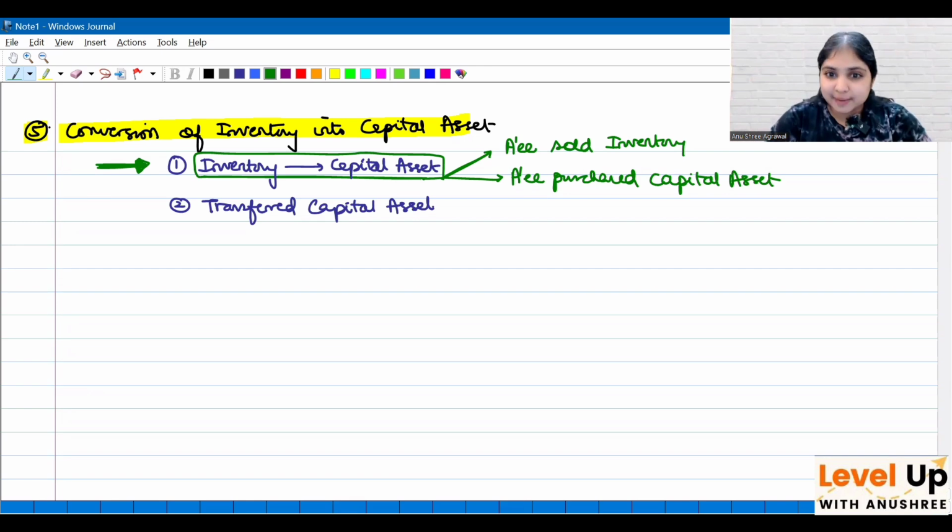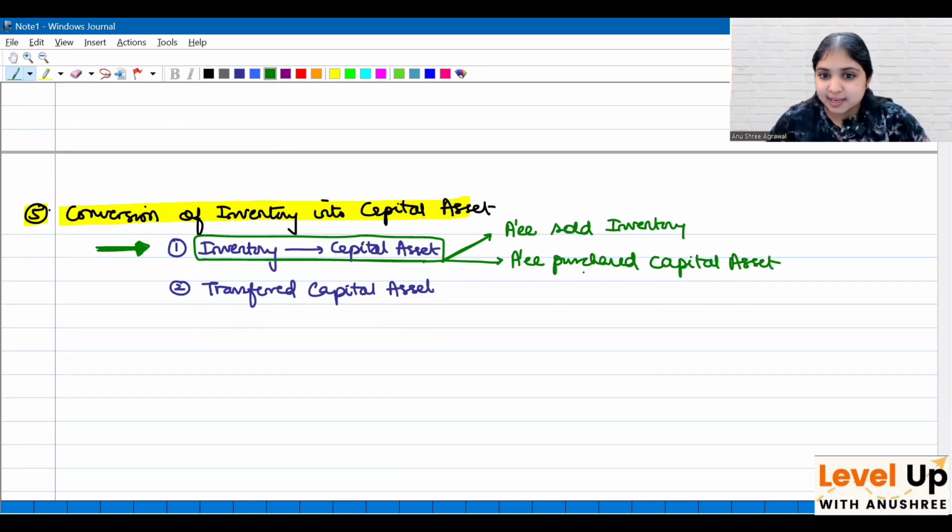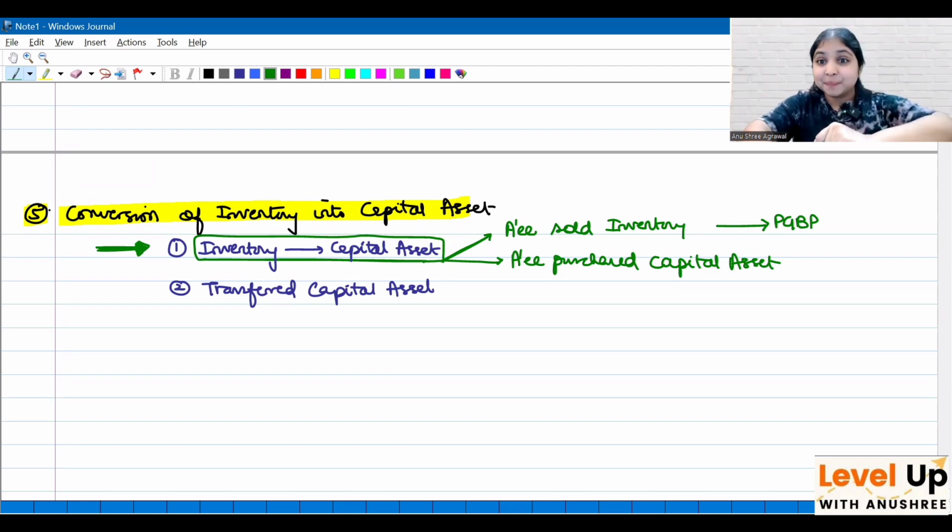Okay, now tell me, if the assessee sold inventory, which head of income will come into the picture? If I say the assessee sold inventory, PGBP will come into the picture, guys. Total logic, just follow what I'm telling you. The assessee sold inventory, I'm asking you to assume, it means PGBP comes into the picture. For PGBP, I need the selling price.